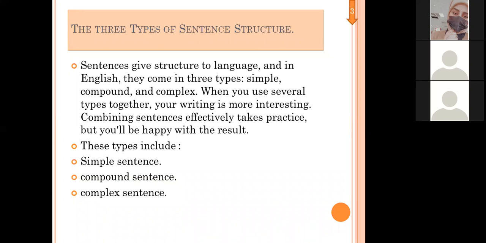These types include simple sentence, compound sentence, and complex sentence. A simple sentence uses just one clause, whereas a compound sentence uses two or more independent clauses, while a complex sentence features at least a single independent clause, as well as at least one dependent clause.